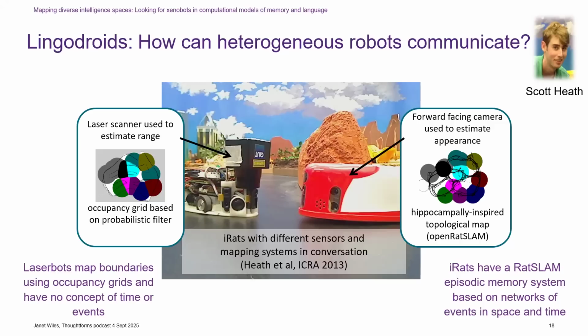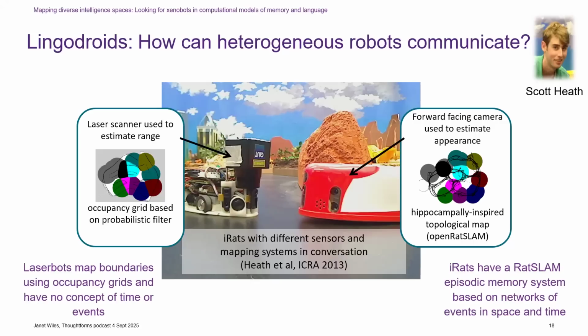So a lot of the assumptions in cognitive psychology were that the reason why Lingodroids, we had this to start with, were so successful is because they have a similar physical body structure, and then slight differences, and then a similar cognitive architecture. And so Scott was saying, well, supposing they don't. So there are different kinds of robot mapping systems. I don't know if you're familiar with this, but a laser scanner will estimate range, and it will create an occupancy grid, a map of its world based on probabilistic filters. So it maps boundaries. It has no concept of time or events. It doesn't store episodic memories at all.